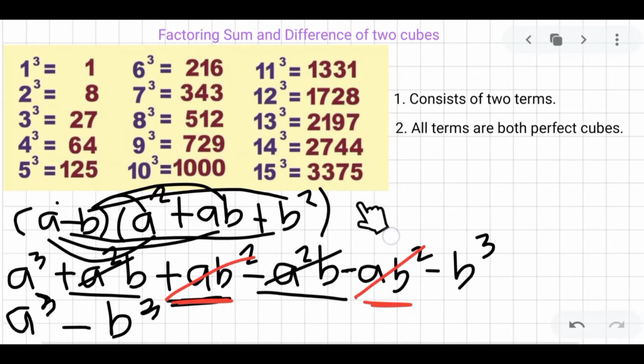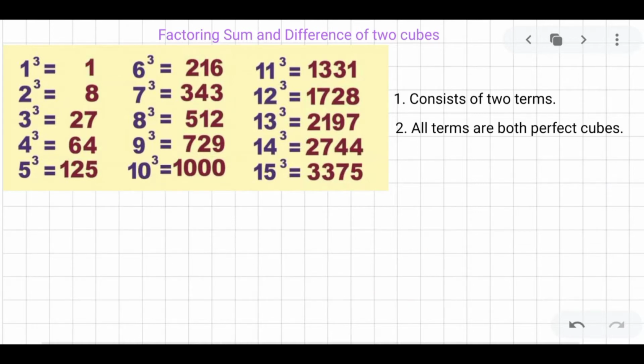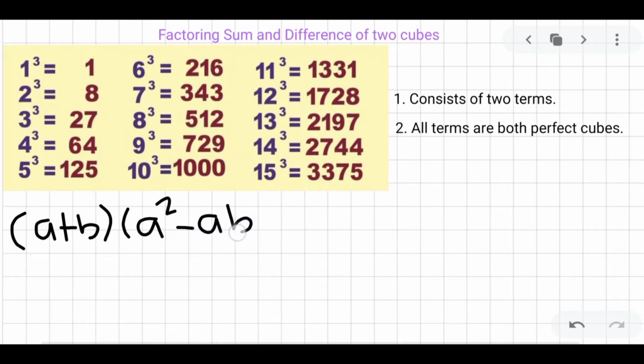So, how about if the equation is positive? Kasi since we are dealing with the sum and difference. So I'm gonna give you an example of an equation which is positive naman yung gitna dito. So we have the factors a plus b and then a squared minus ab plus b squared.